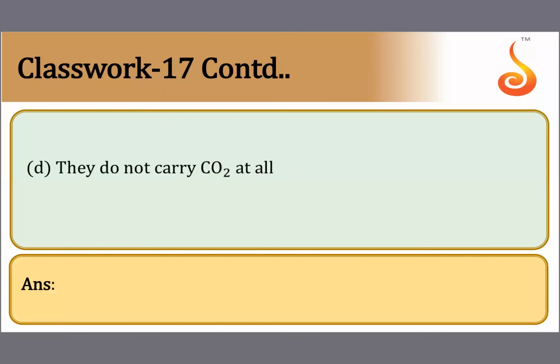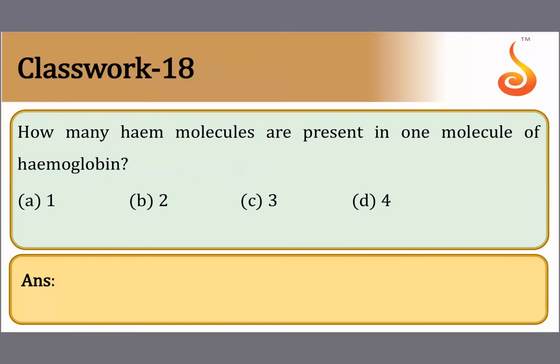They do not carry carbon dioxide at all is also wrong, because carbon dioxide combines with hemoglobin to form a complex called not carboxyhemoglobin. Carboxyhemoglobin is with respect to carbon monoxide. With respect to carbon dioxide, the complex formed by carbon dioxide and hemoglobin is called carbaminohemoglobin. Okay?